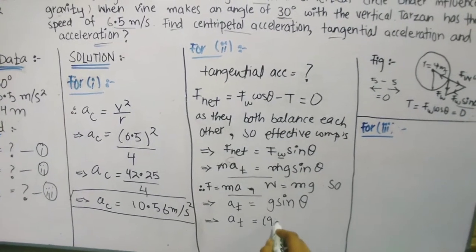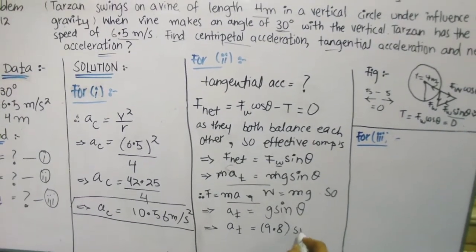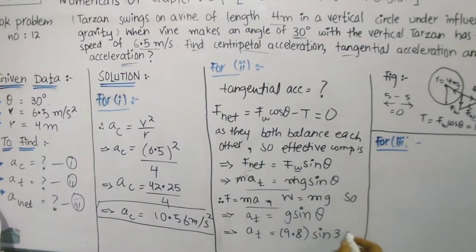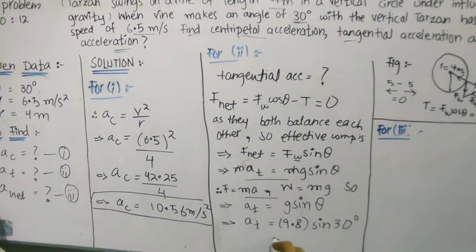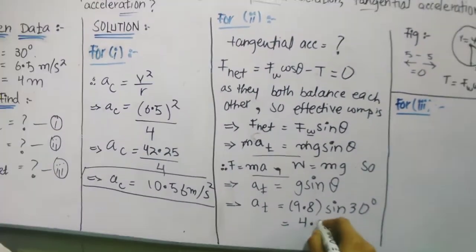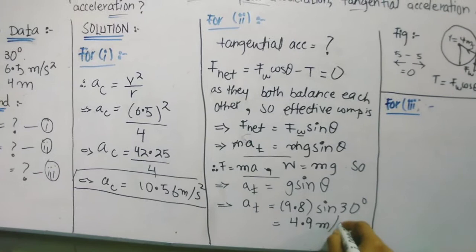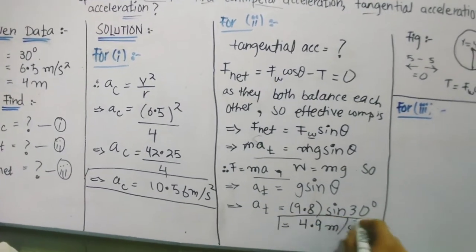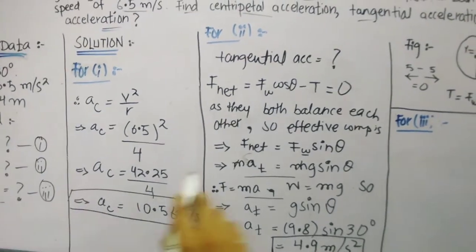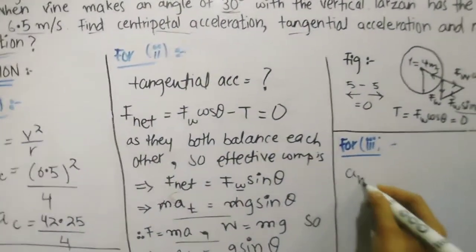Our gravity is 9.8 times sin of 30 degrees. That would be 4.9 meters per second squared, and meters per second squared because it is also acceleration. They both have the same units. Centripetal acceleration and tangential acceleration have the same units.